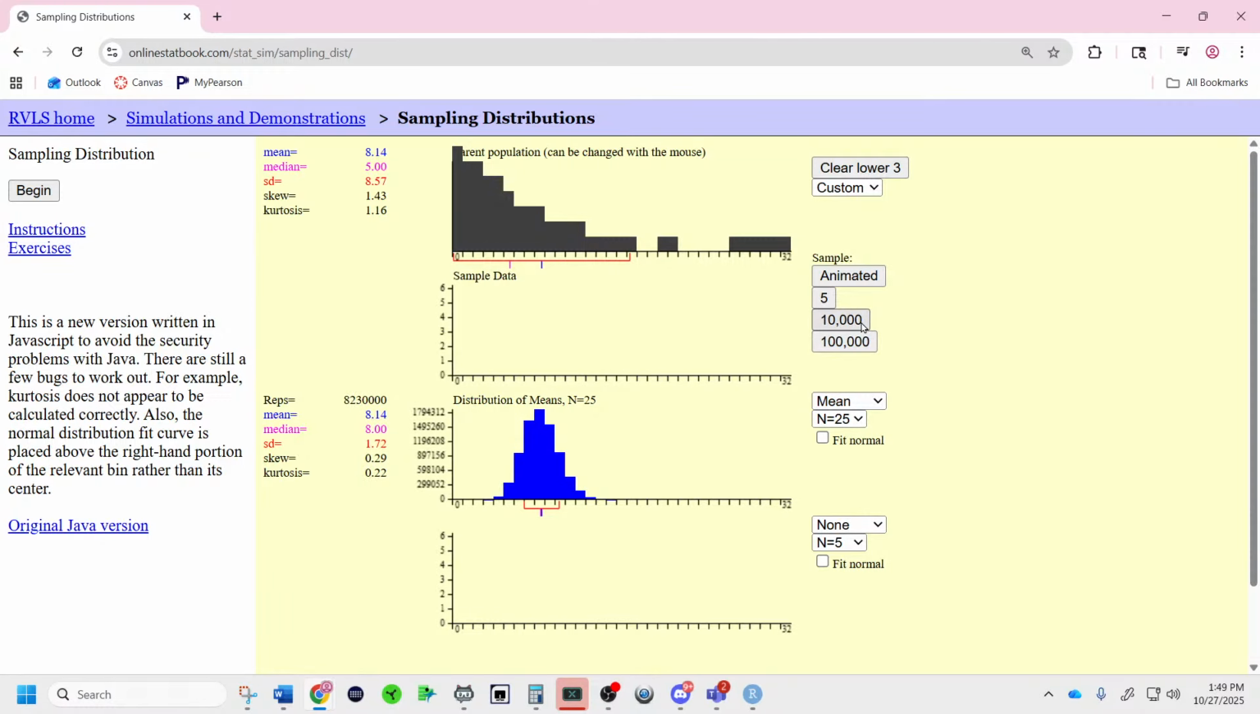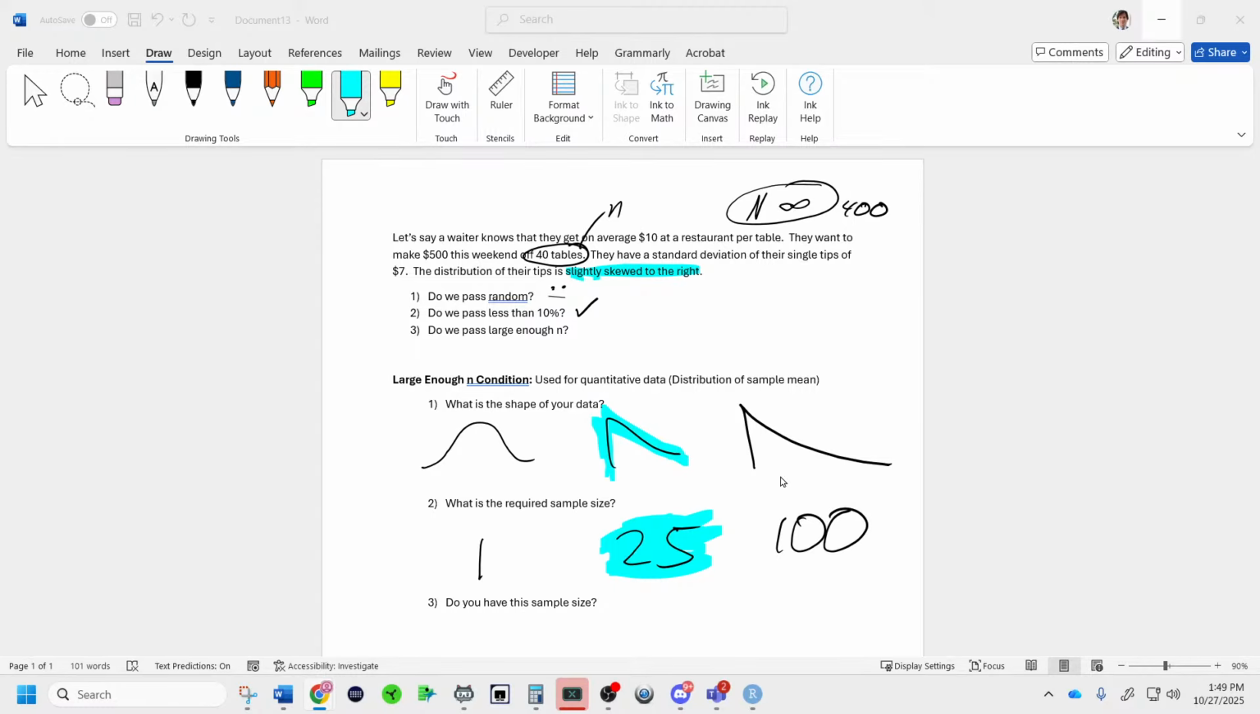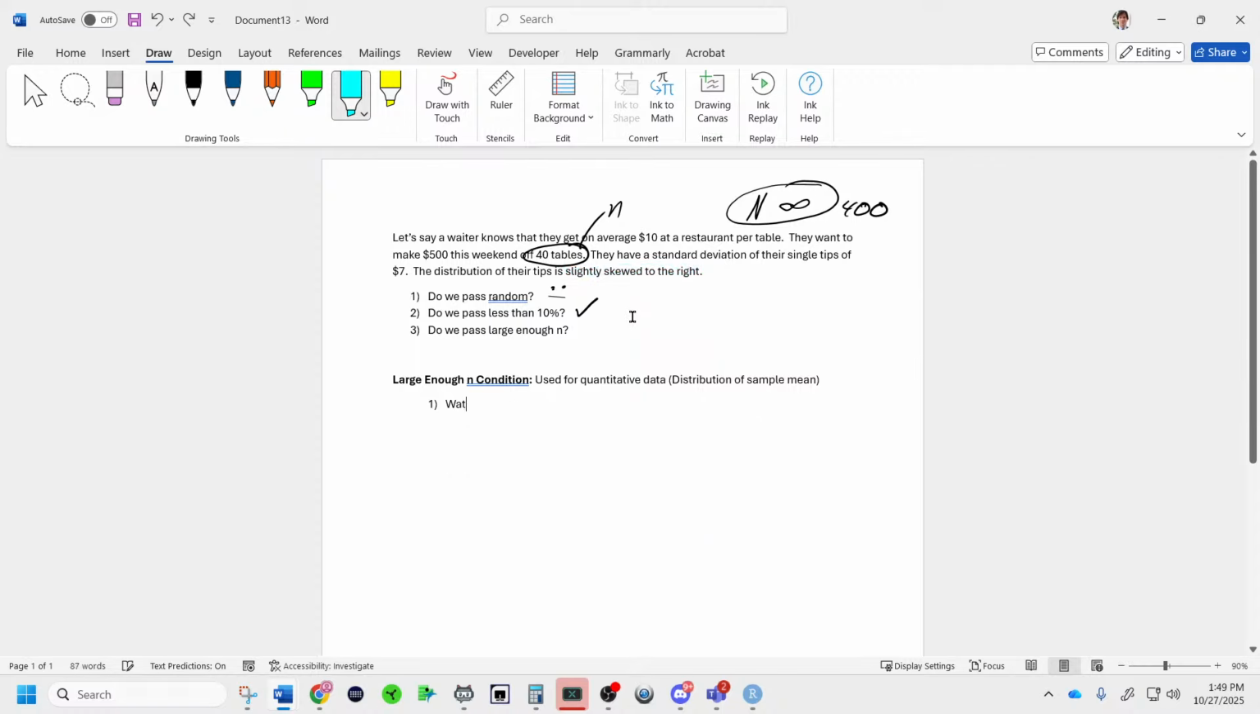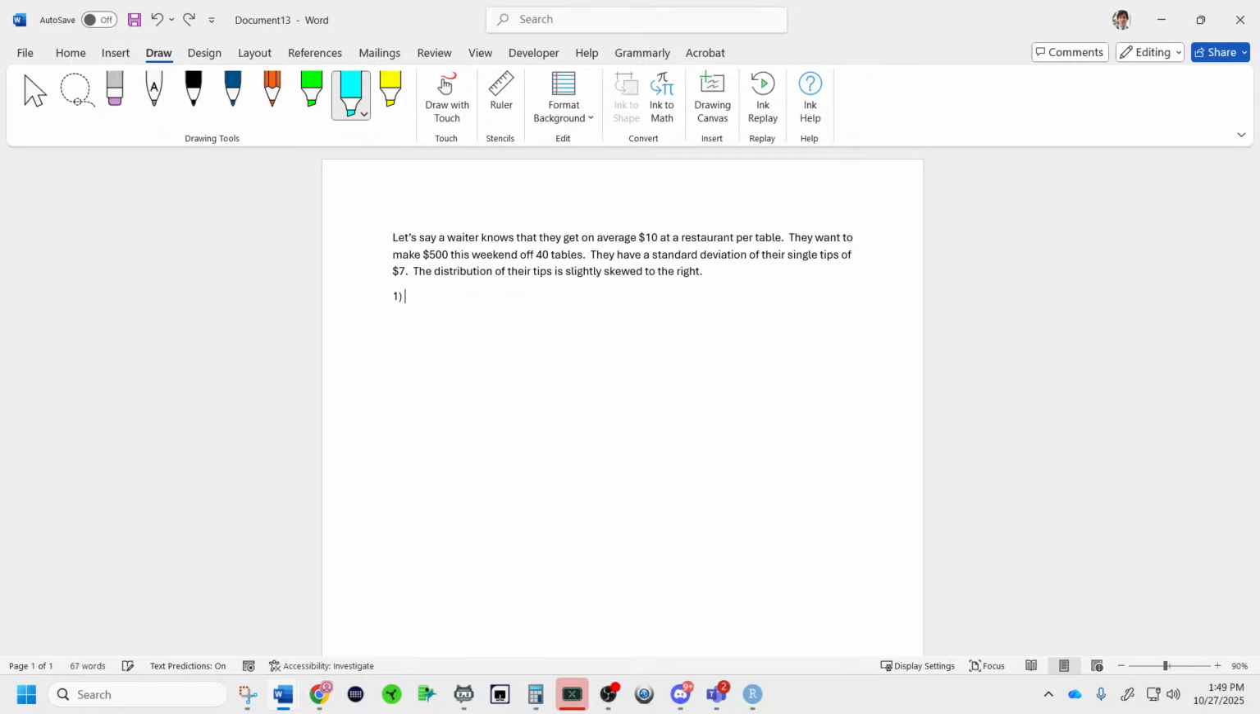Okay. So this meets the large enough condition because our sample size is 40, which is greater than the required sample size. So we meet it. So other than random, you might say this problem's great. There's the large enough n condition on how we pass it. And now the question might say additional things right here.